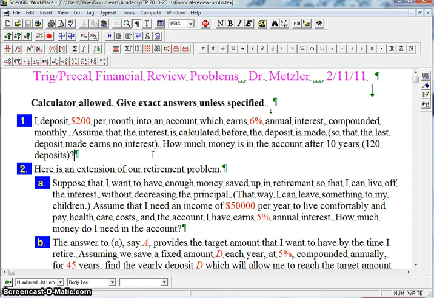Here's solutions to the review problems that I put up. So $200 per month into an account which earns 6% annual interest compounded monthly. And we want to know what happens after 10 years. Well, we really want to do this in terms of months. So let's convert everything to monthly interest.